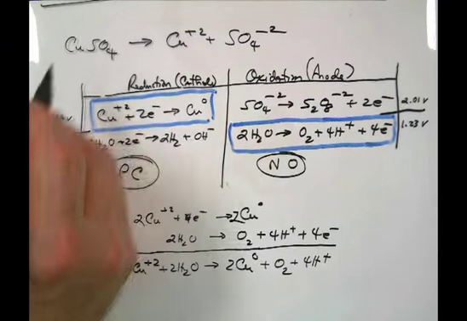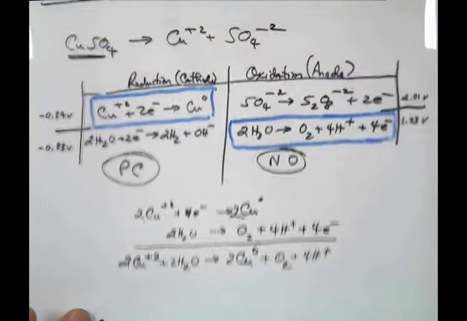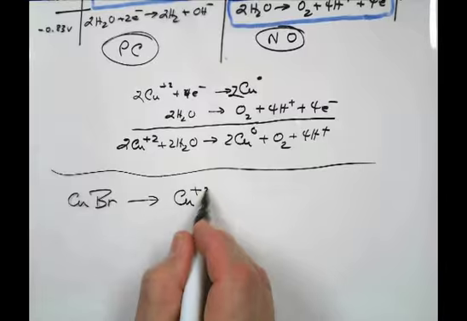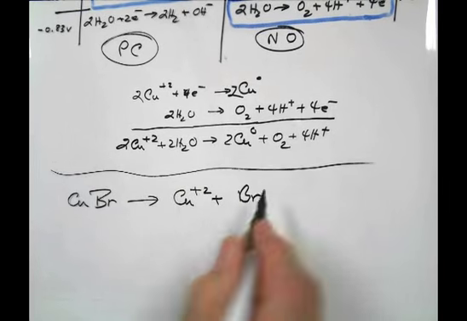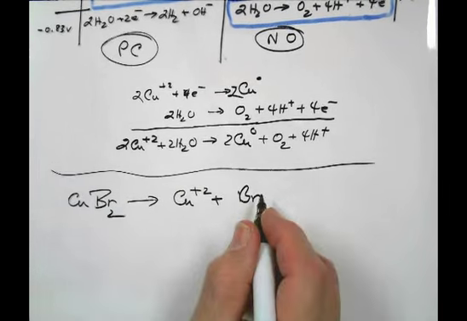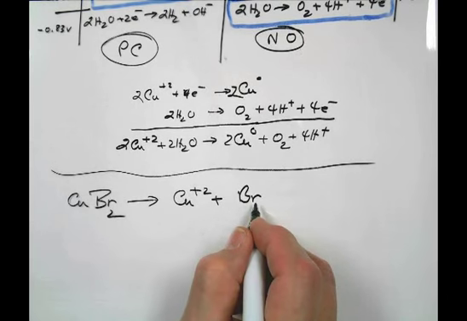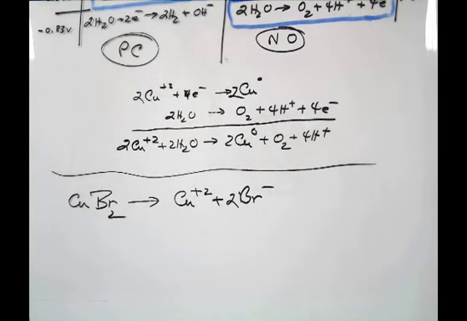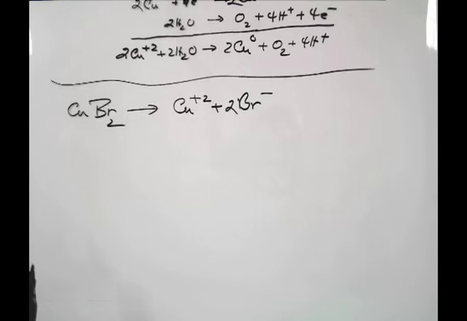Okay, so that was copper sulfate. What about copper bromide? Okay, let's do copper bromide going to copper 2 plus and bromide. And that should be a 2 there. Like that. So again, you set up your metal against the non-metal, left to right, or your reduction side goes to your oxidation side.